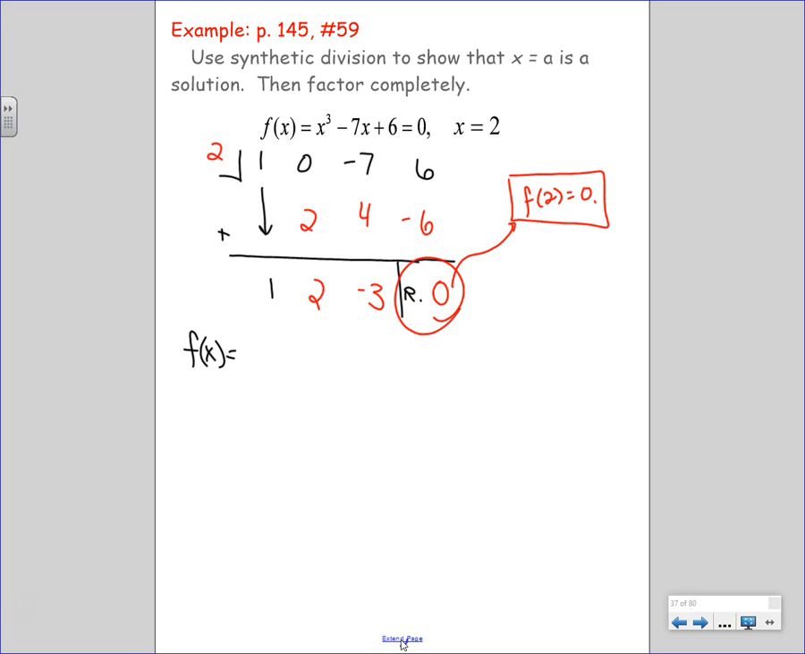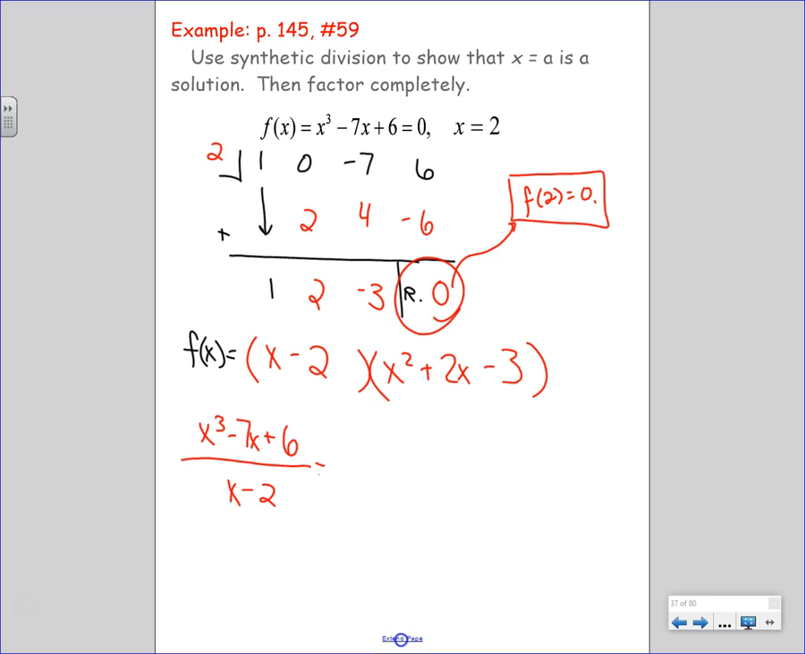Yeah. I can say that f of x, or x cubed minus 7x plus 6, is equal to, what can I say? x minus 2 is one factor from this, and what else? x squared plus 2x minus 3. The other thing I could have figured out, if you remember those two applications we worked on yesterday, is that x cubed minus 7x plus 6 all over x minus 2 is x squared plus 2x minus 3. Anyway, so not only did we pull out this, but we also could have pulled out that one.